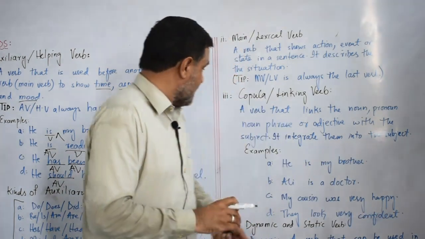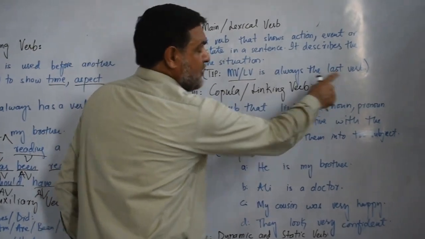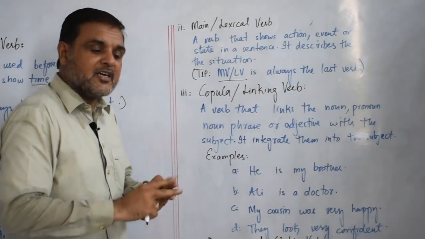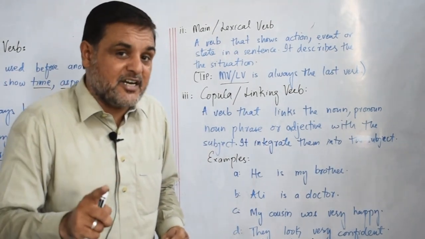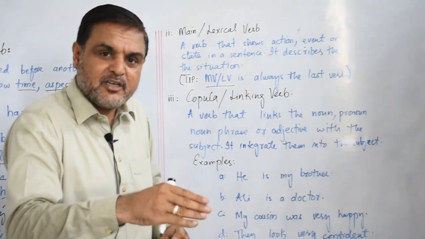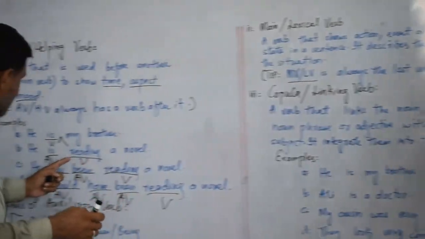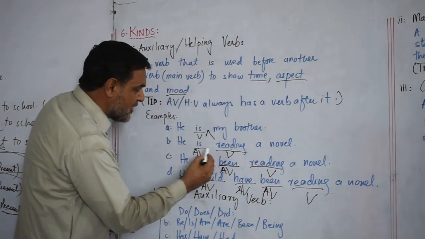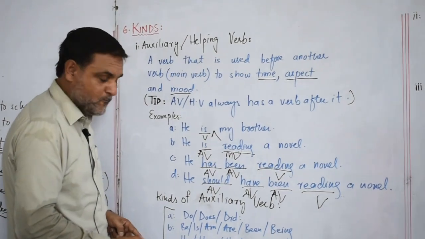Keep that in mind. So the main verb is always the last verb. If there are two verbs, the last one will be called the main verb. If there are three verbs in a sentence, the last verb will be called the main verb. If there are four verbs in a sentence, the last one will be called the main verb. So you had seen the example, remember, this is the last verb, there are two verbs here. This is the last verb, it will be called the main verb.